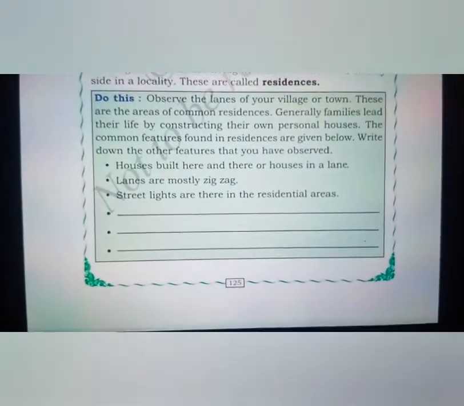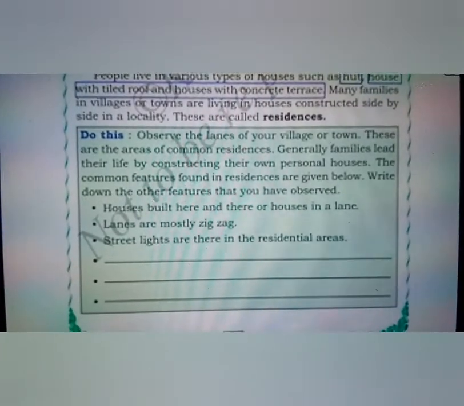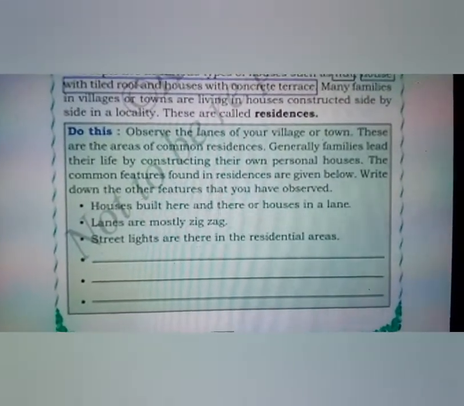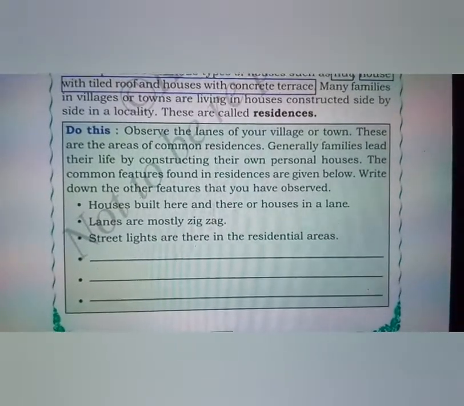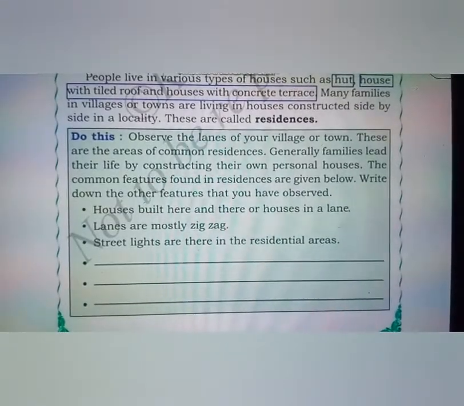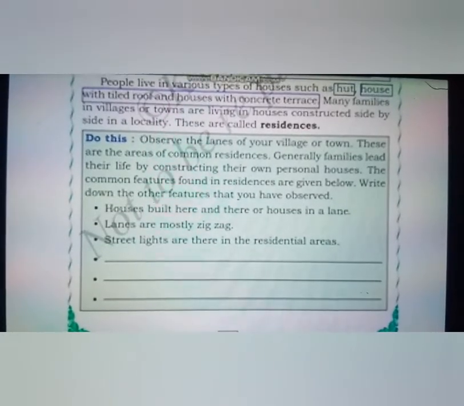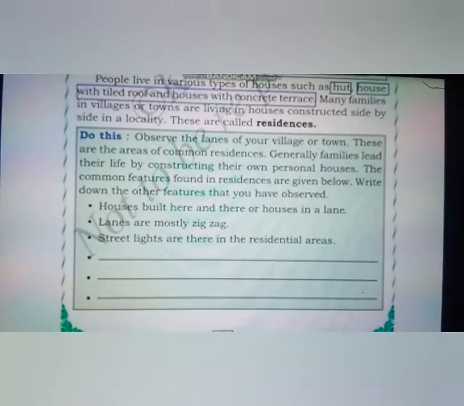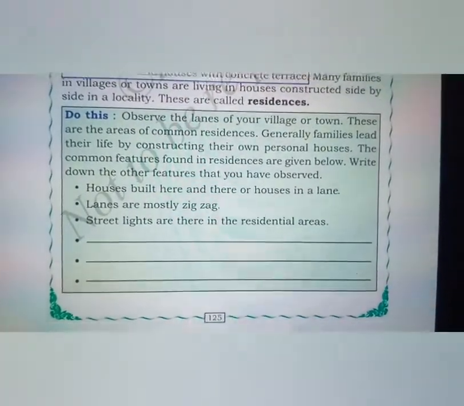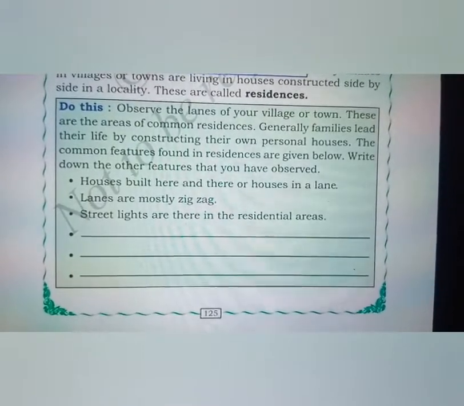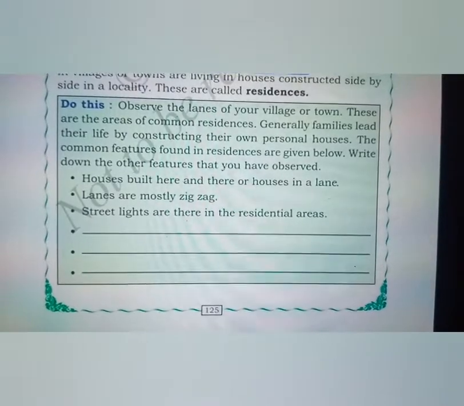Many families in villages or towns are living in houses constructed side by side in a locality. These kinds of houses are called residences. So in villages and towns where houses are constructed side by side, next to each other, they are called the residences. The next activity is "Do this". Children, observe the lane of your village or town. These are the areas of common residences.